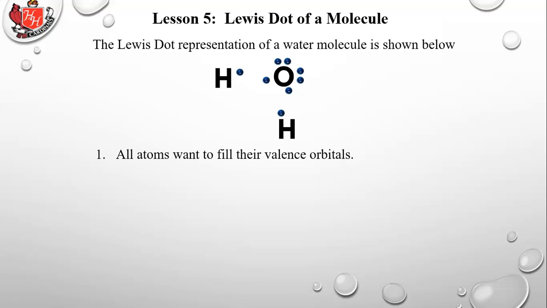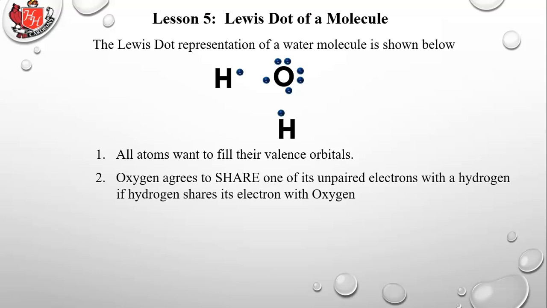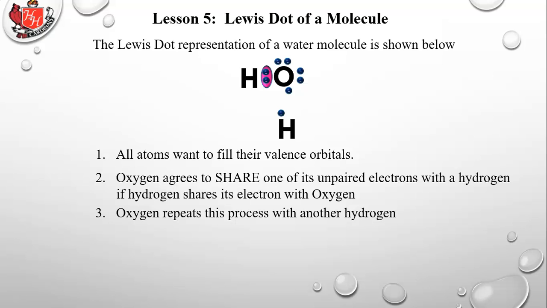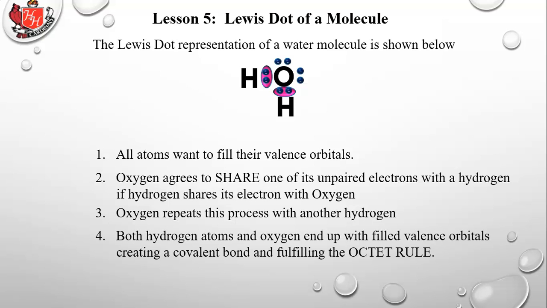So here we go. All atoms want to fill their valence orbitals. Oxygen agrees to share one of its unpaired electrons with a hydrogen if hydrogen shares its electron with oxygen. So there we go. You see that purple spot, and it's going to come over and share. Oxygen repeats this process with another hydrogen. So there's the lone electron, and the hydrogen comes up and shares. So just like we saw earlier with the full diagram, now we're seeing it with the Lewis dot structure. Both hydrogen atoms and oxygen end up with filled valence orbitals, creating a covalent bond and fulfilling the octet rule.